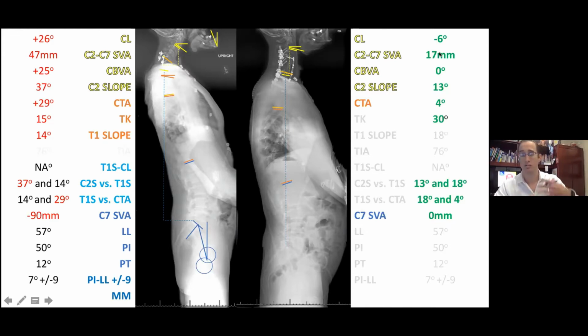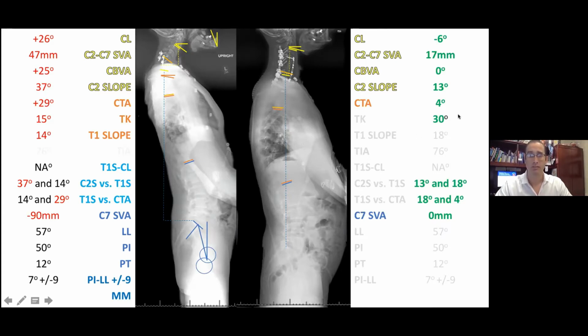There's another metric that you got your 30 degrees, hopefully. His C2 slope is 13. It was 37, somewhat suggestive of around 25 degrees or so, and then so on down the road. And you can hopefully see that blue line, he's nicely lined up.